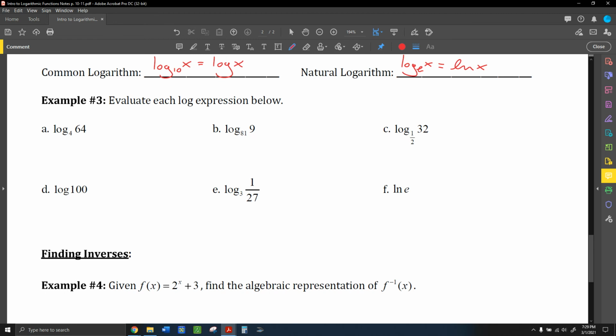So example 3, letter A, log base 4 of 64. We're saying what power do we raise 4 to get 64? And the answer for that is 3. We must cube 4 to get to 64.